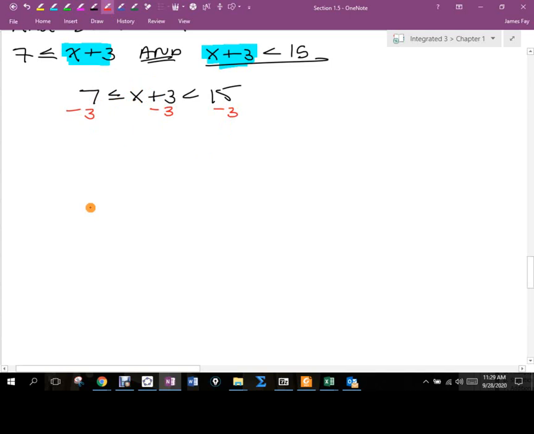This is called a between statement, because x plus 3 is between 7 and 15 on your number line. What you do to the middle, you have to do to all three parts: left, right, and middle. So subtract 3, and that gives me 4, less than or equal to this thing here, which becomes x, and this thing here becomes 12, right?